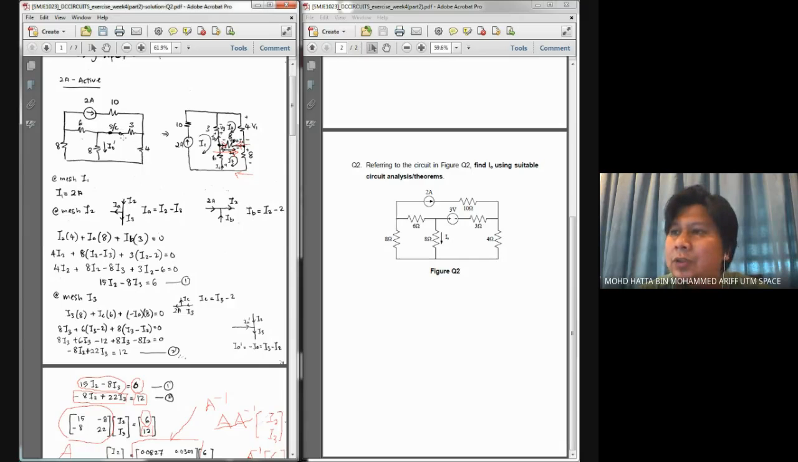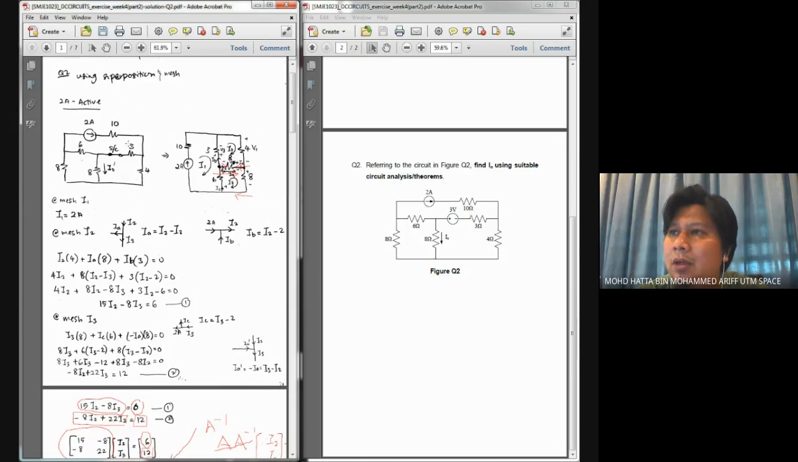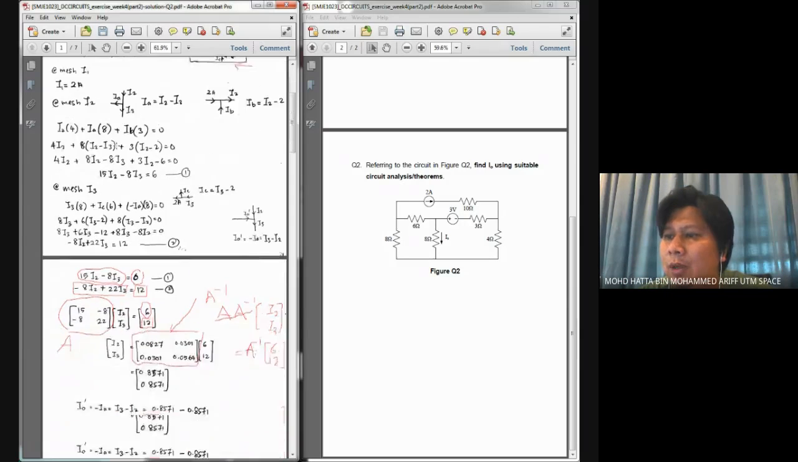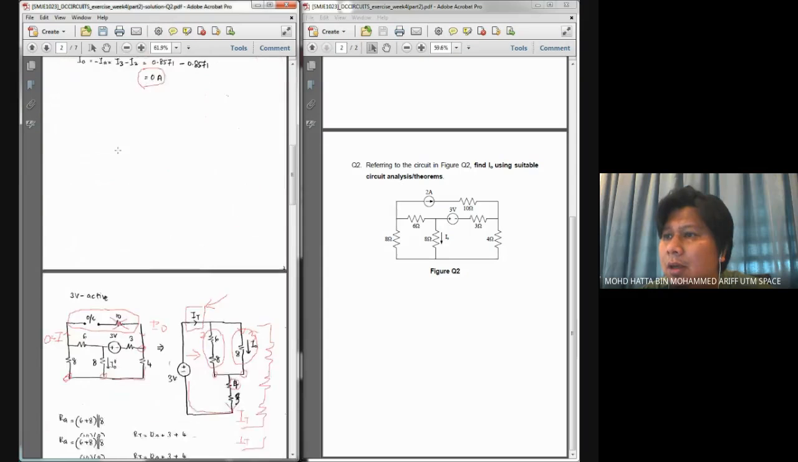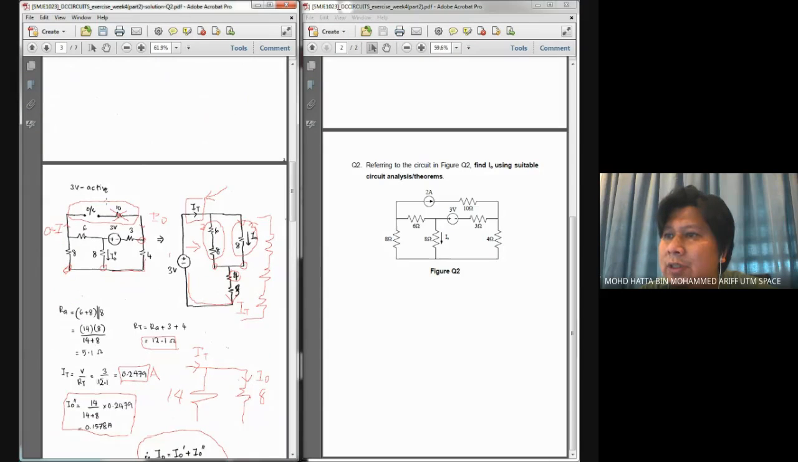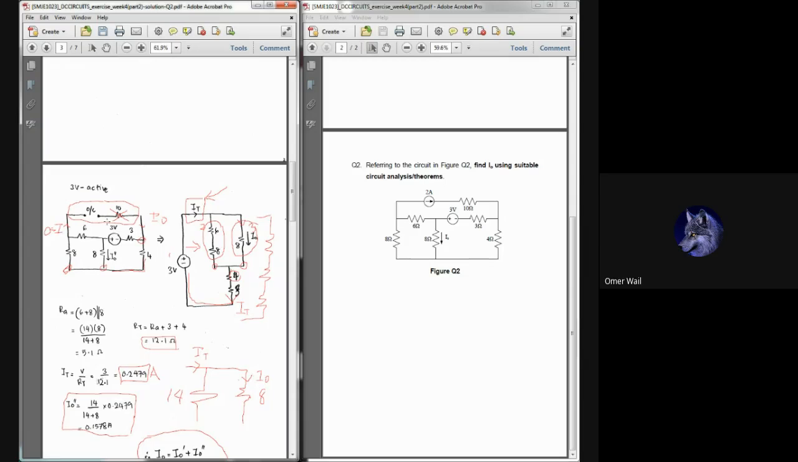So that's the procedure of using superposition theorem. You need to consider only one source at a time. And for the second one, if you look here, I consider this 3 volt active. Means that the current source that I have earlier should be treated as 0 ampere. To treat current source as 0 ampere, you need to make it as open circuit. Am I clear? Yes, sir. Okay.